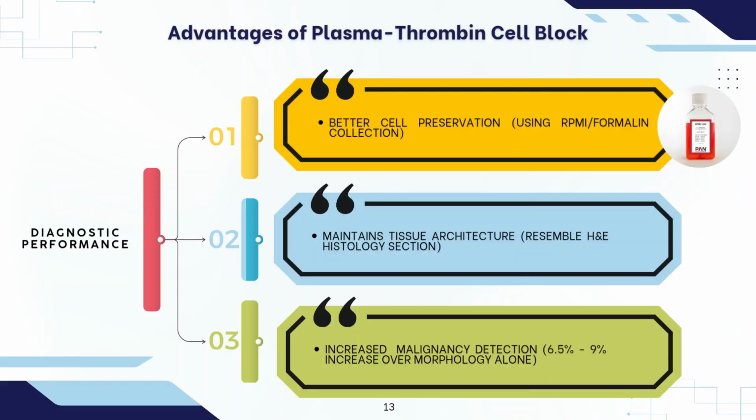Next, for the advantages of the plasma thrombin cell block, first, the plasma thrombin cell block method is highly regarded for its superior diagnostic performance in cytopathology. By utilizing a collection medium such as Roswell Park Memorial Institute, known as RPMI, or formalin instead of the traditional saline, this technique ensures better cell preparation.